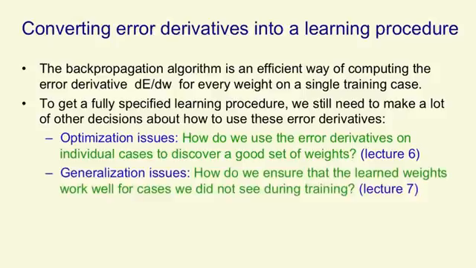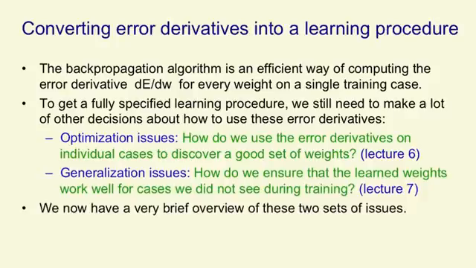Another set of issues is how do we ensure that the weights that we've learned will generalize well? That is, how do we make sure they work on cases that we didn't see during training? And Lecture 7 will be devoted to that issue. What I'm going to do now is give you a very brief overview of these two sets of issues.